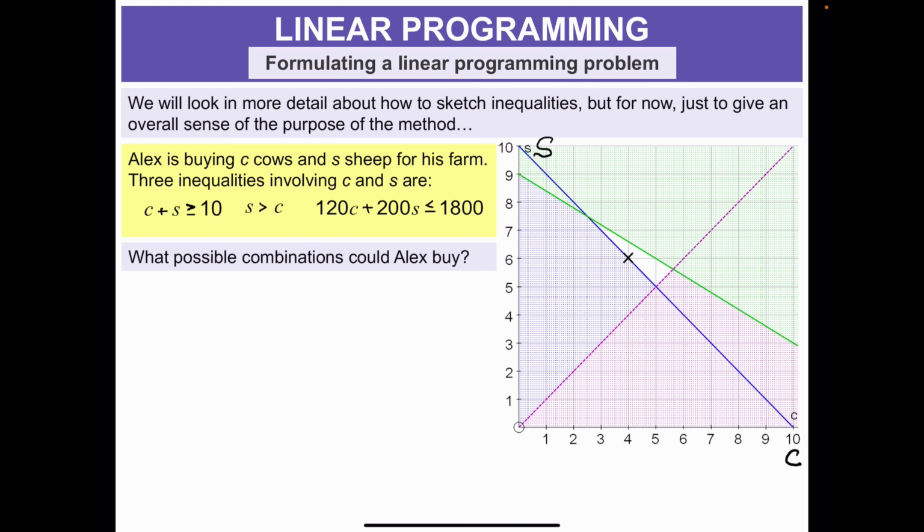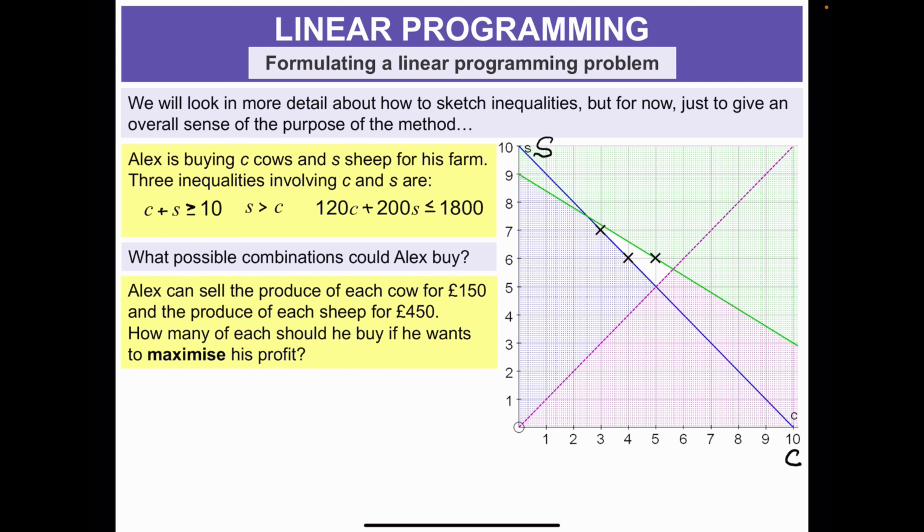So this point, this black little cross, tells me I can buy 4 cows and 6 sheep. Or another option could be I buy 5 cows and 6 sheep. One more option, if I look at that one, I have 3 cows and 7 sheep.